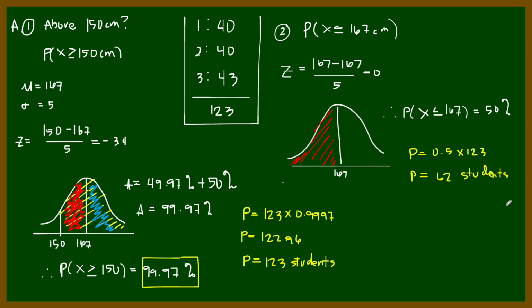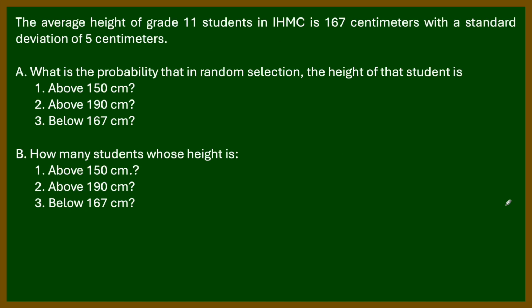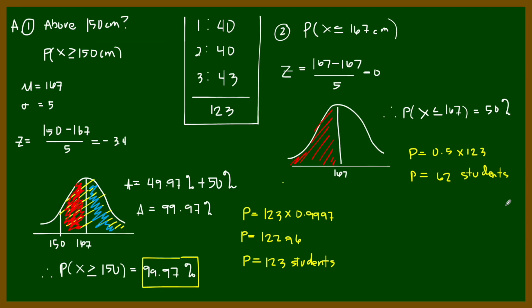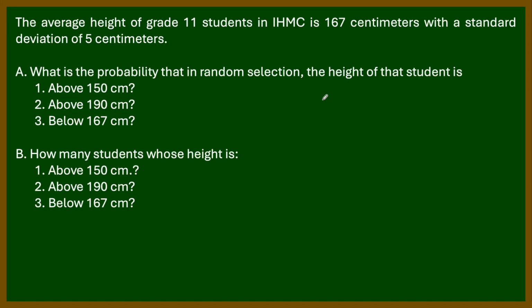Now, I will leave as an exercise the item number 2, above 190 centimeter. This is actually number 3, sorry. And this is number 3. Then, number 2, try it, classmates. Then, you will notice something unusual. So, if you give me what that thing is, you will get a reward.